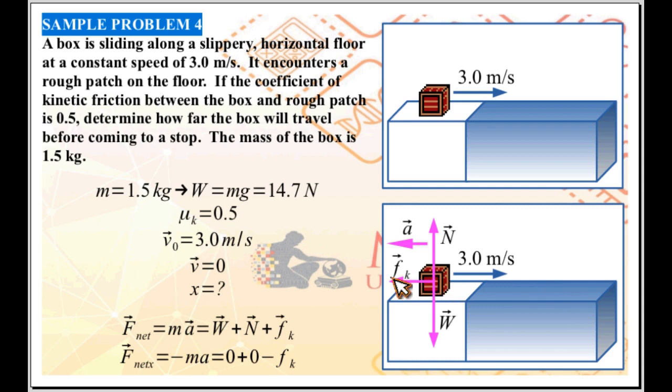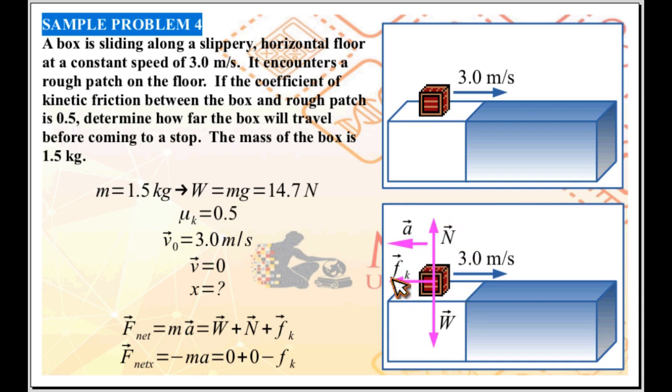F sub K. Horizontal because parallel to the surface, and negative direction because the motion of the box is positive direction. Kinetic friction will always oppose that motion. It will always have direction opposite that of the motion. So motion is positive direction, kinetic friction is negative x direction. In identifying the forces, we have drawn the free body diagram.